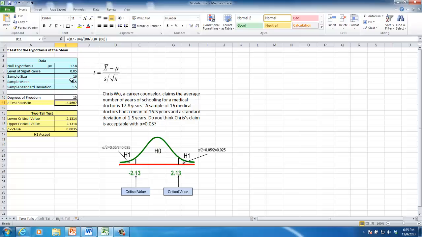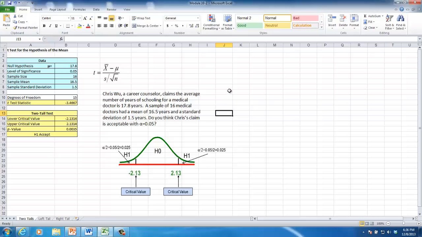Now if you look, x bar is the sample mean, which is B7, minus mu, the population mean, which is B4, divided by the standard deviation of the sample, which is 1.5, B8, divided by SQRT, the square root of the sample size, which is B6. So once I calculate this, I found the t-test statistic is minus 3.46, and this is outside the limit. It's not between these two numbers, so I would say H1 is accepted, which means we cannot accept Chris' claim.